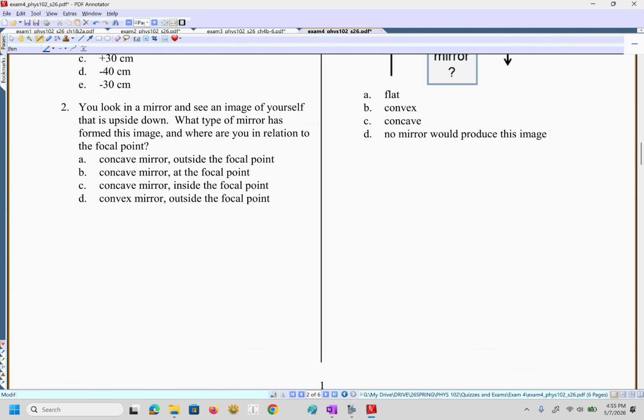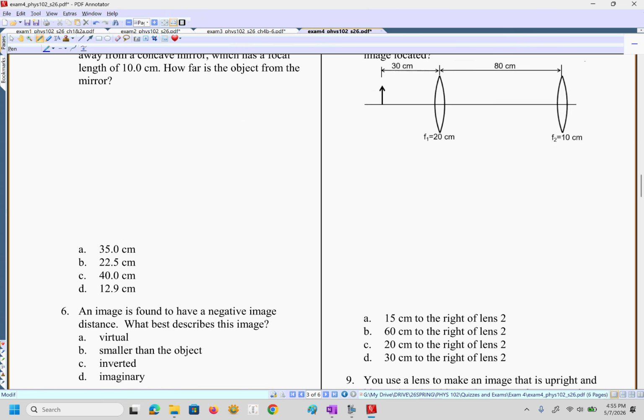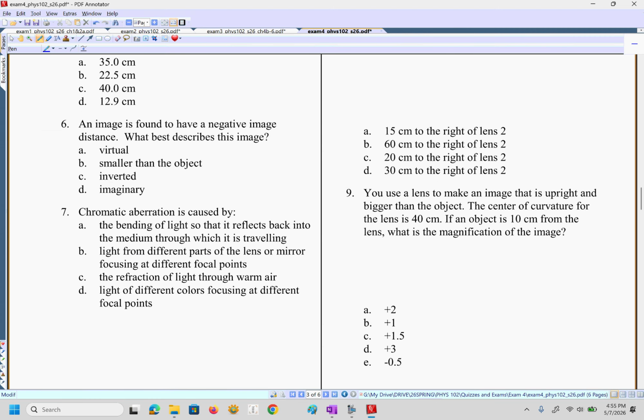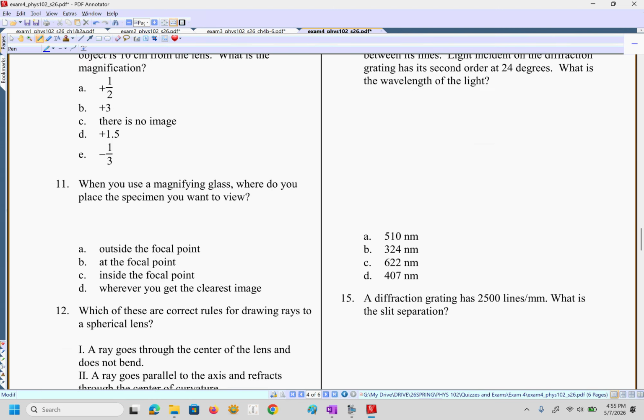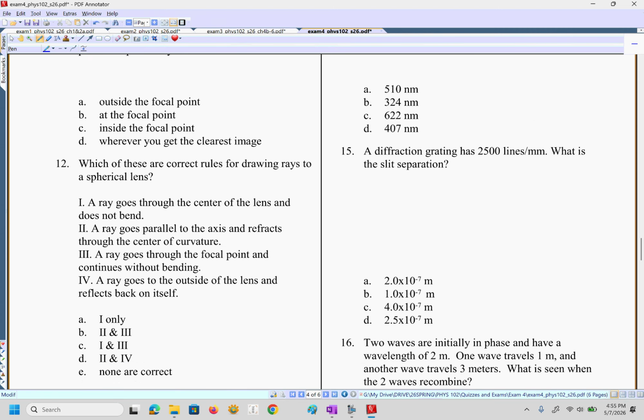Know those types of images. You will have a 2-lens system. Okay, you will have a diffraction grating like number 14. I think in the one that I asked, I was looking for the angle, if I'm not mistaken. But it's similar to this, where you're just solving for either D, theta, M, or lambda for one of those. But I definitely have that.